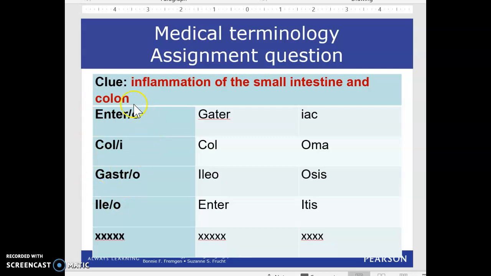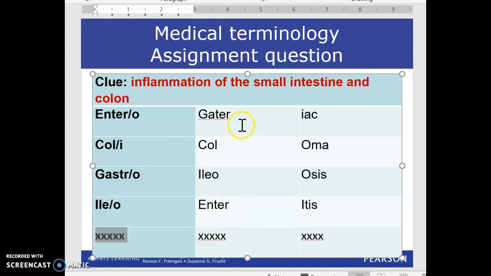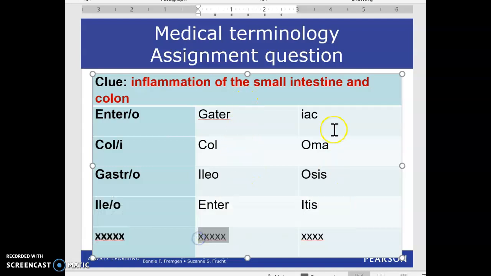column. So whichever word is right here, you're going to write it down here, okay? Whichever word is right on the second column, you're going to write it down here. Same thing for the last column. So you're basically choosing 3 medical parts to put down to make the correct term that means inflammation of the small intestine and colon.